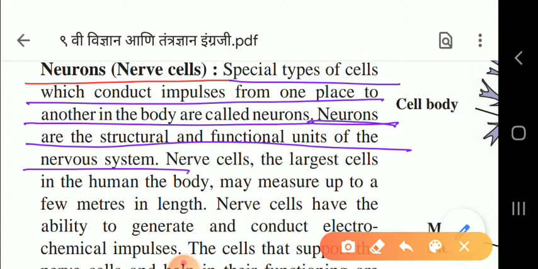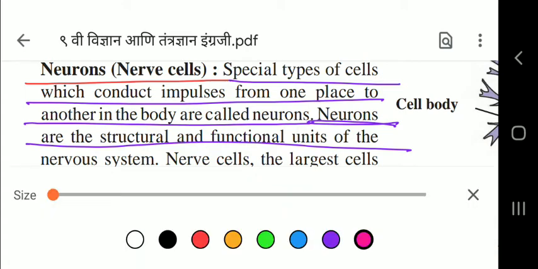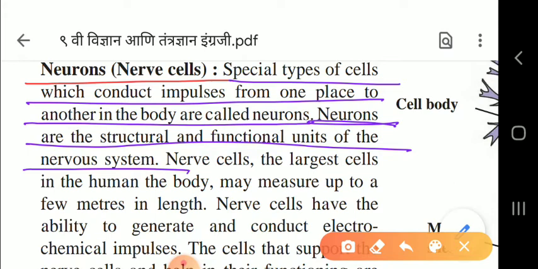Nerve cells are the largest cells of the human body. This is also very important, children. So that is why I am underlining with a different color. They may measure up to a few meters in length, while you know that cells are very minute, and we have to see them in the microscope.